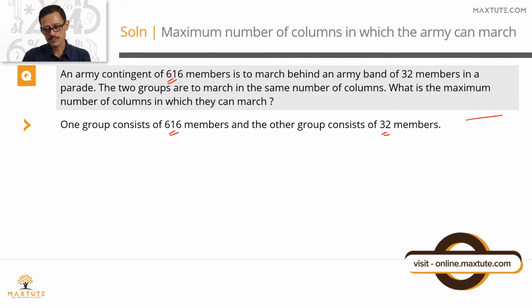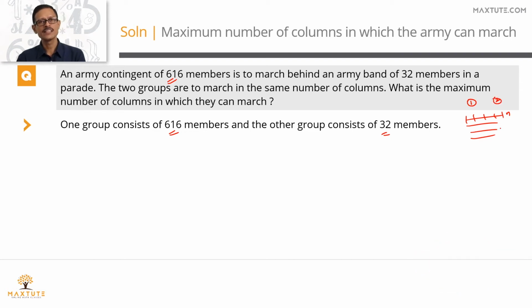For example, let's say they are going in so many rows. Each column will have, let's say, so many people. The first group will also march in n number of people in a column. The second group will also march such that there are n columns in each row. That's what they're saying. Both these groups are going to be marching with the same number of columns. What is the maximum number of columns in which they can march? That's what we have been asked to find out.